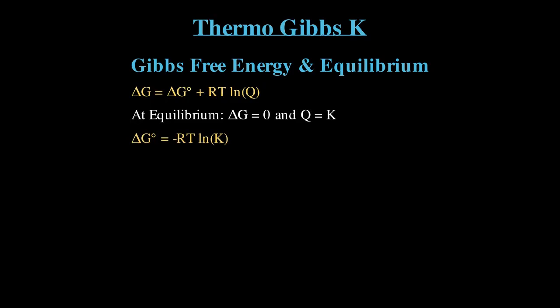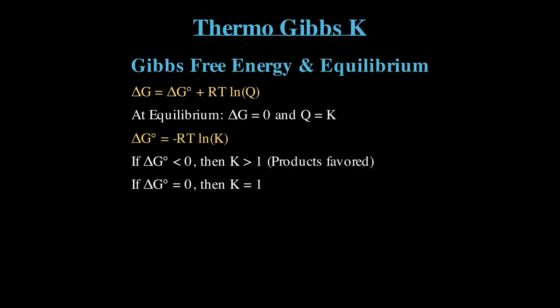This equation tells us three things. If delta G naught is negative, K must be greater than 1, meaning products are favored at equilibrium. If delta G naught is 0, K equals 1. And if delta G naught is positive, K is less than 1, so reactants are favored.